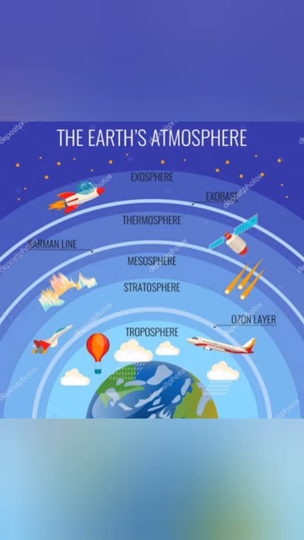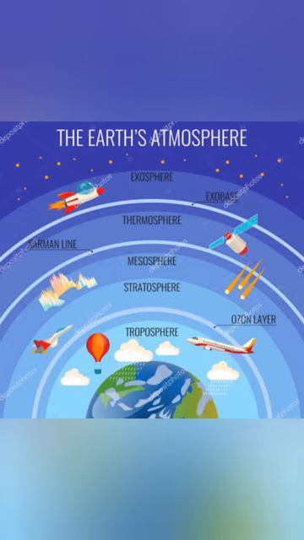Earth is the most beautiful and unique planet in our solar system, and it is surrounded by a thick layer of gases called atmosphere. Students, this atmosphere is divided into 5 layers. You can see here the different 5 layers. First one is troposphere, second is stratosphere, third mesosphere, fourth thermosphere, and fifth one is exosphere.